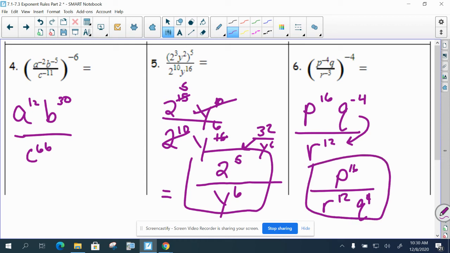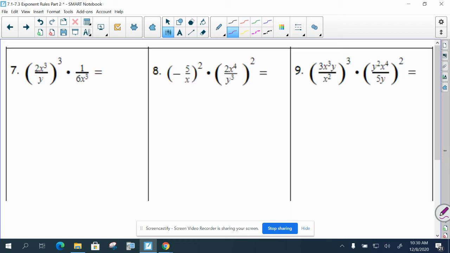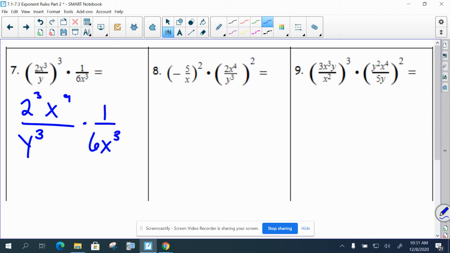All right, we have 3 more complicated examples, and then we'll be done. Number 7. So brace yourselves. Let's get rid of these parentheses by distributing the 3 exponent. So we'll do 2 to the 3rd, x to the 9th, over y to the 3rd. And then we're multiplying that by 1 over 6x to the 3rd.